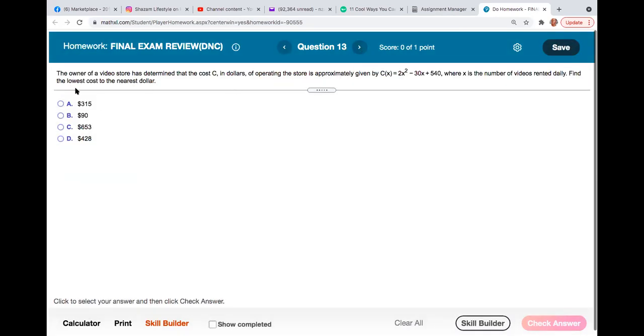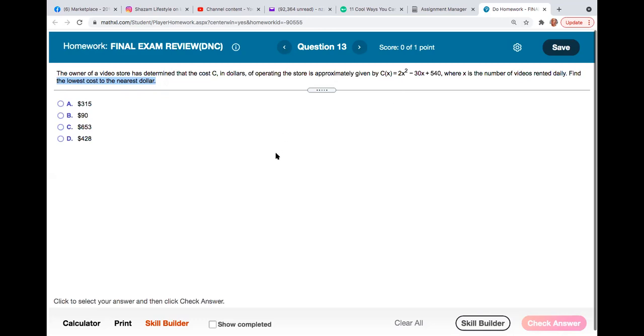Number 13, everybody. For number 13, let us see what it says. The owner of a video store, blah, blah, blah, blah. Okay, they want us to find the lowest cost to the nearest dollar, okay? Lowest cost as in the minimum cost, okay? Where do we go to find a minimum value? We go to the vertex.